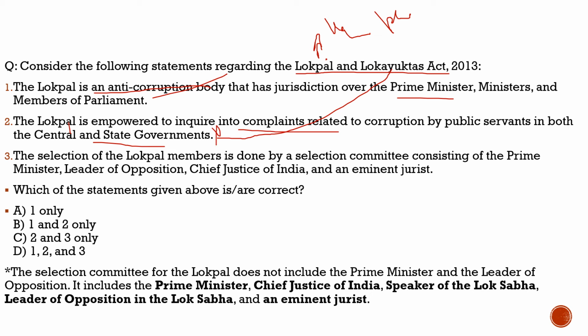Third statement, the selection of the Lokpal members is done by a selection committee consisting of the Prime Minister, Leader of Opposition, Chief Justice of India and an eminent jurist. Totally incorrect. The members of this committee are the Prime Minister of India, the Chief Justice of India, the Speaker of the Lok Sabha, the Leader of Opposition in the Lok Sabha, and an eminent jurist. So with respect to this question, what is the correct statement? The correct statement is statement 1 only, and from the code given below, the correct code would be option A.